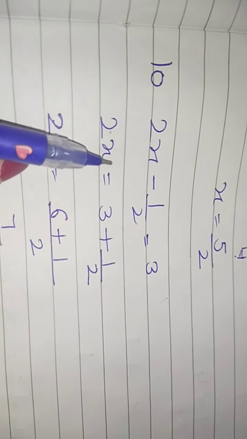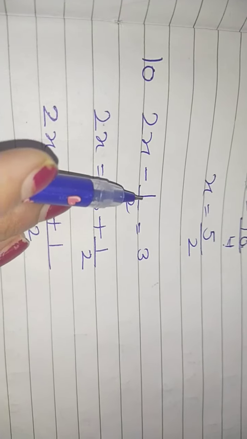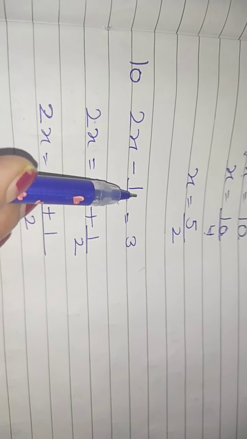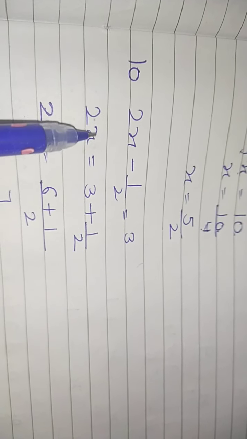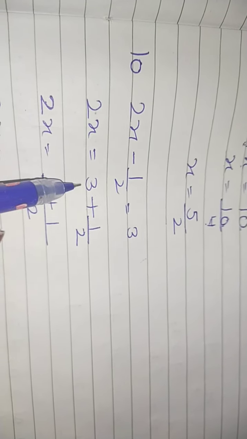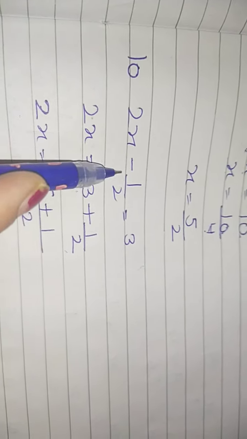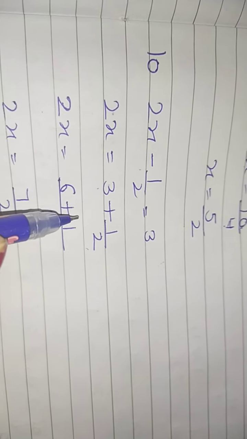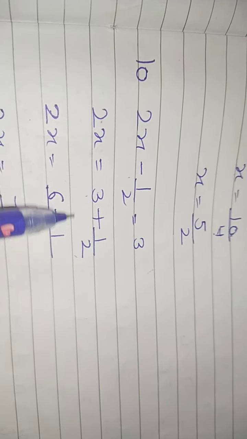Question number 10 is 2x minus 1 by 2 is equals to 3. Now first of all we will transpose this 1 by 2 on the right hand side. So 2x is equals to 3 plus 1 by 2, because here it is having a negative sign, and on transposing it will become positive.